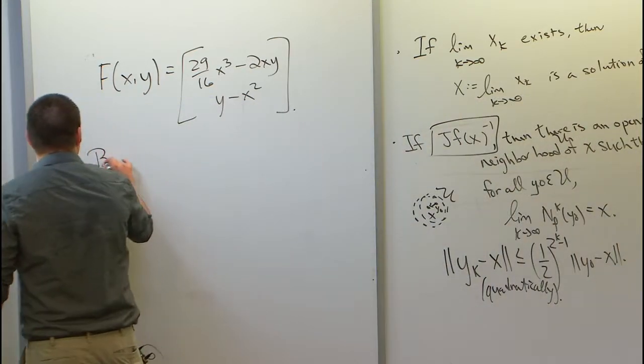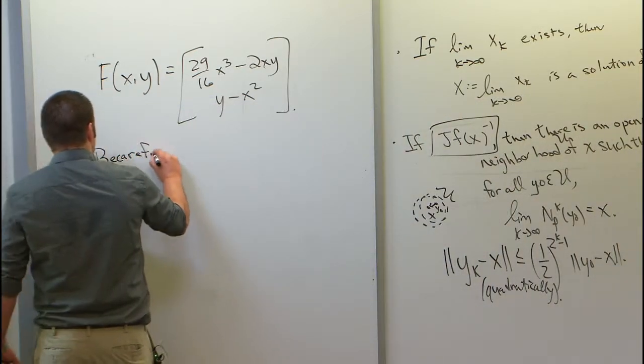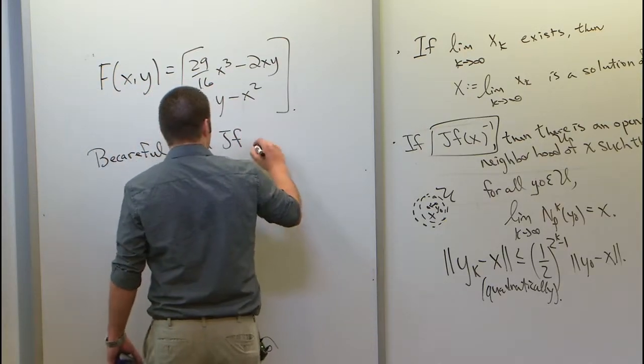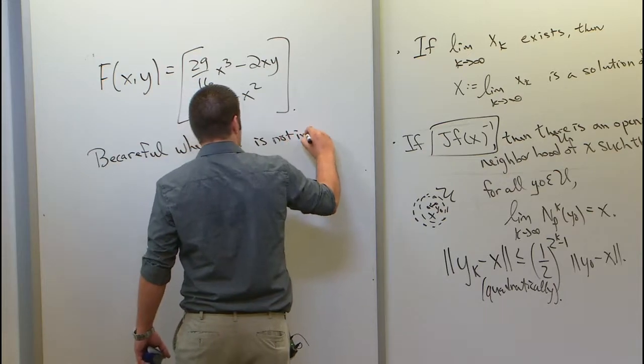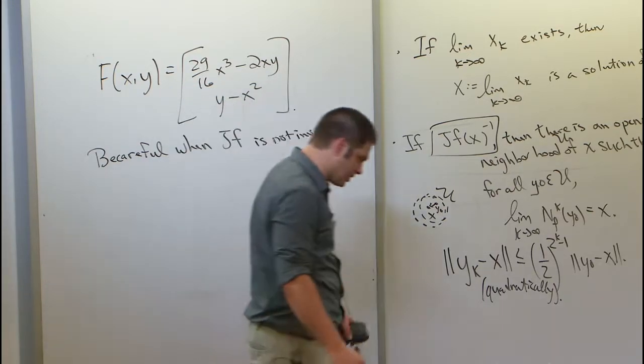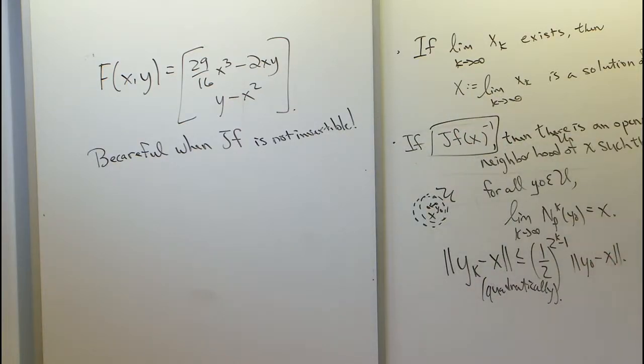Be careful when the Jacobian is not invertible. You can get some crazy behavior. This is just a nice, simple example of some behavior. Okay, so I leave that one to the homework.